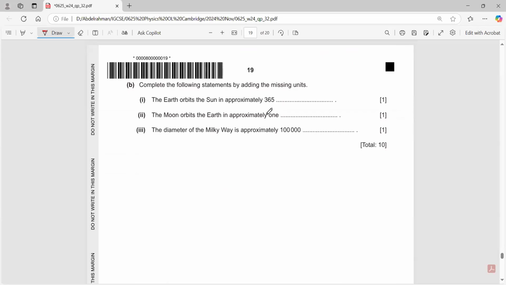Excellent. Now, complete the following statements by adding the missing units. Earth orbits the Sun in approximately 365 days. The Moon orbits the Earth in approximately 1 month. The diameter of the Milky Way is approximately 100,000 light years. Excellent.